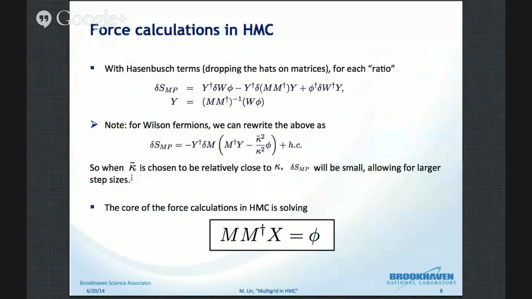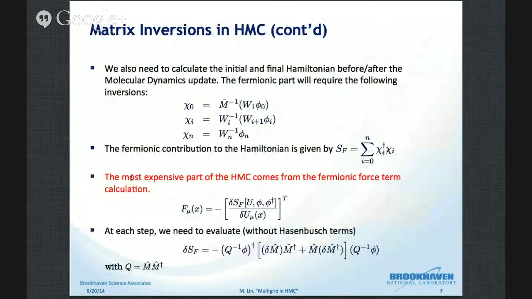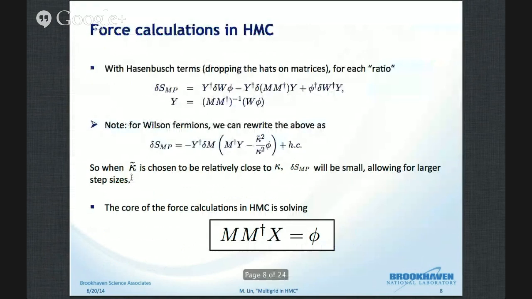And when you use the Hasenbusch mass terms, now I'm just being sloppy, I dropped the hats on the matrices. I use M hat to indicate that this is actually the even-odd preconditioned Dirac matrix. So here, when you have one Hasenbusch term, I denote it as W, then you will need to calculate the y vectors, which is written in this form. So you need to do, again, the Q inverse.